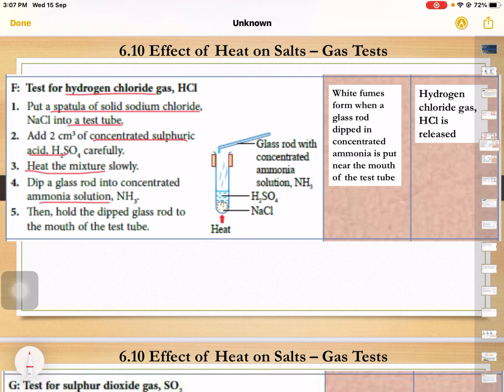So, bila kita buat prosedur macam ni, observation yang kita akan dapat adalah white fumes form when a glass rod dipped in concentrated ammonia is put in the mouth of the test tube. So, bila dapat ada white fumes, wasap putih, lepas tu observation yang kita boleh buat adalah hydrogen chloride gas is released.